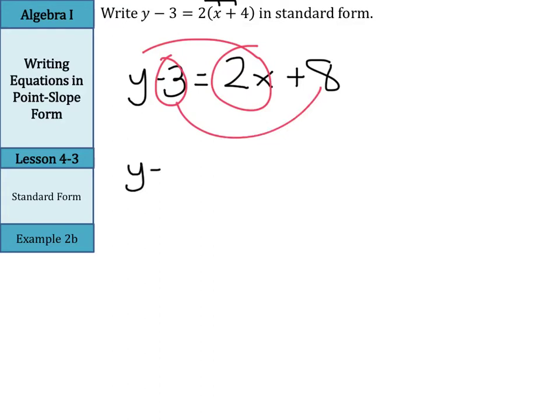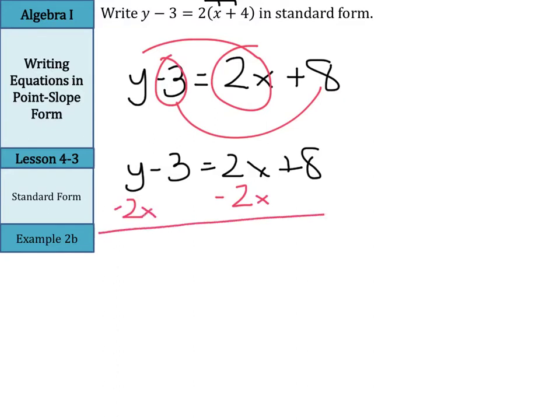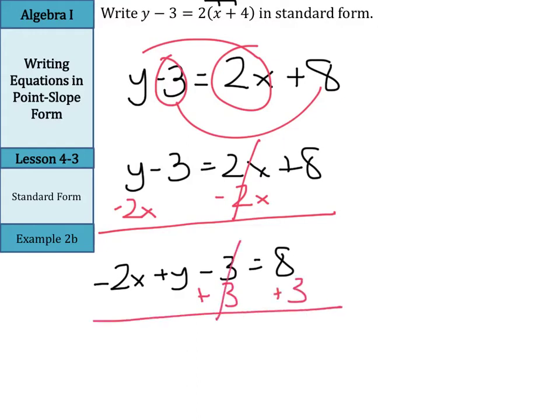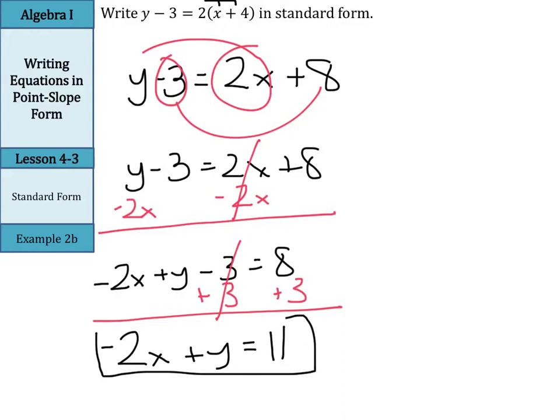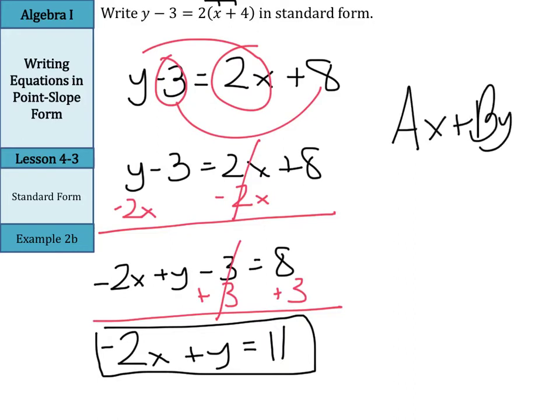So if we have y minus 3 equals 2x plus 8, let's go ahead and subtract the 2x from both sides. And that leaves us with negative 2x plus y minus 3 equals 8. I can then add 3 to both sides. And I'm now left with negative 2x plus y equals 11. And that is my answer in standard form. Because remember, standard form is ax plus by equals c.